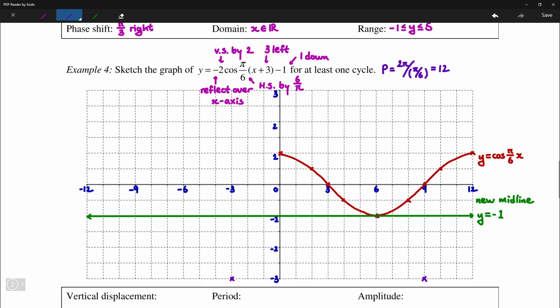Okay, at the halfway point between -3 and 9, we have positive 3. And at x equals positive 3, we will have the minimum point of the period, but it's upside down, so it's actually going to be the maximum point, and it's going to be up at (3, 1).